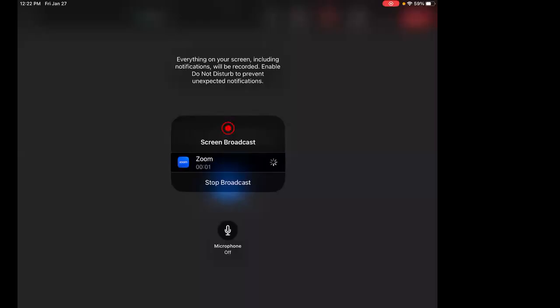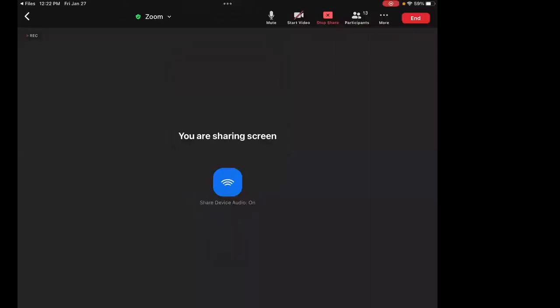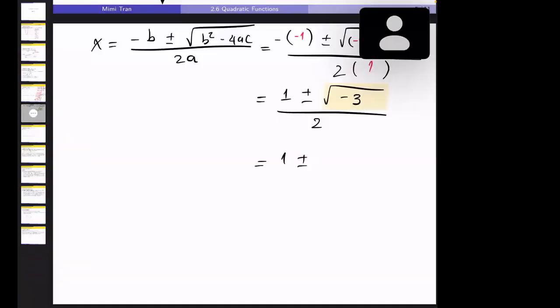Very good, thank you. How would I rewrite square root of negative 3? In terms of, yes.